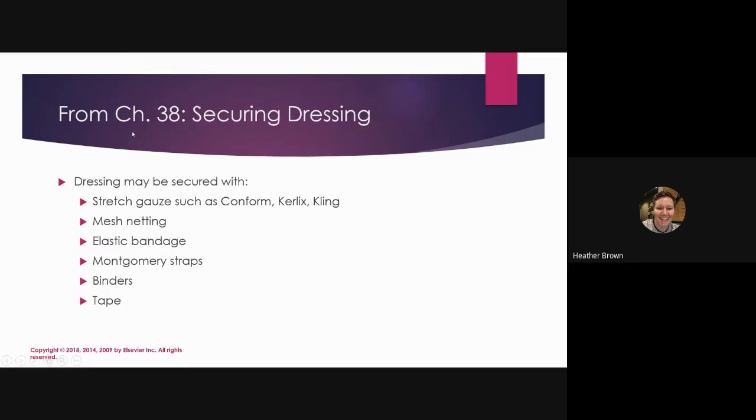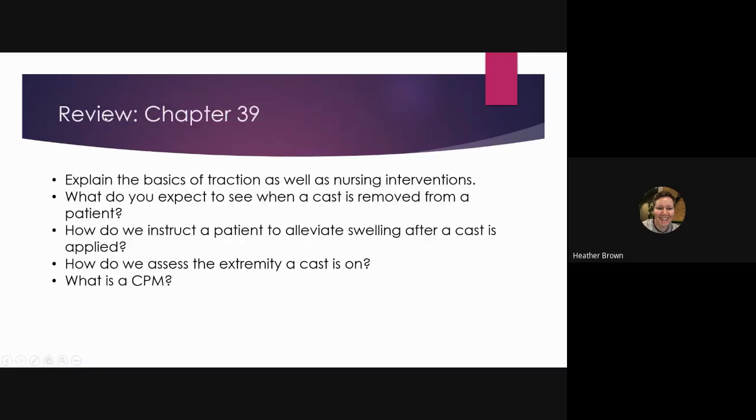Securing dressings, we talked briefly about Montgomery straps. We also mentioned non-adherent dressings. I'd spend a few minutes there. And now we're going to go into chapter 39. So explain the basics of traction.